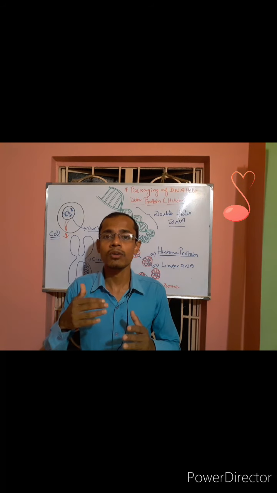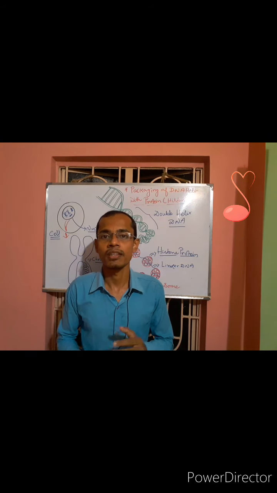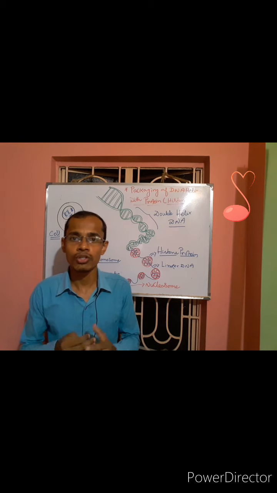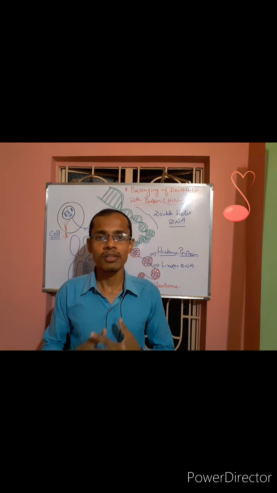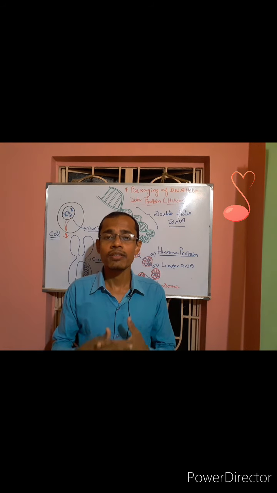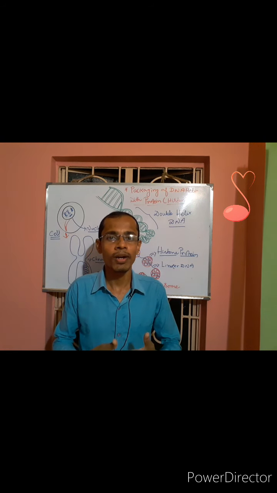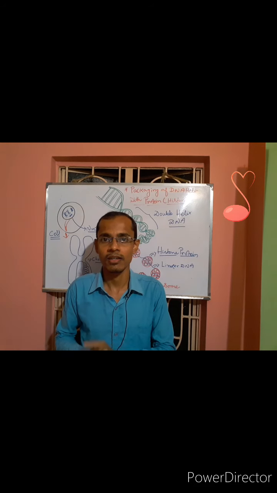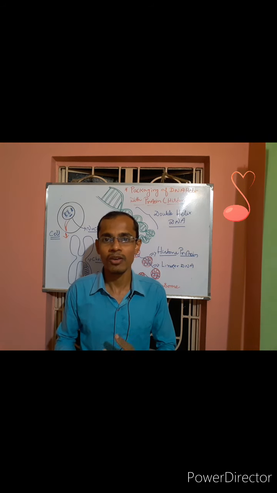What kind of chemical components are there in the chromosome? Chromosome contains various chemical components: DNA, RNA, proteins, and some ions. The nucleic acids are DNA and RNA. The proteins are histone proteins and non-histone proteins. The ions are magnesium and calcium ions.